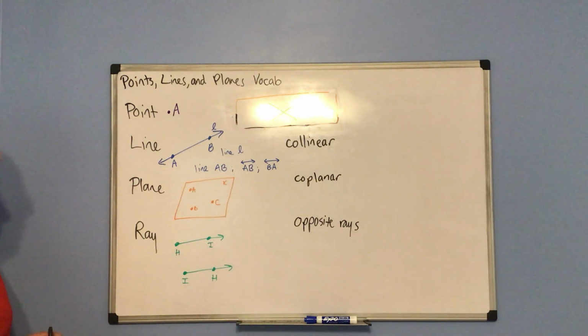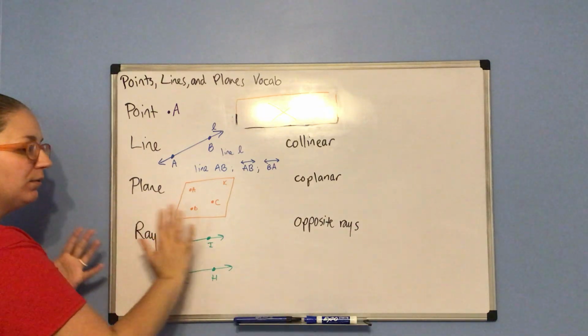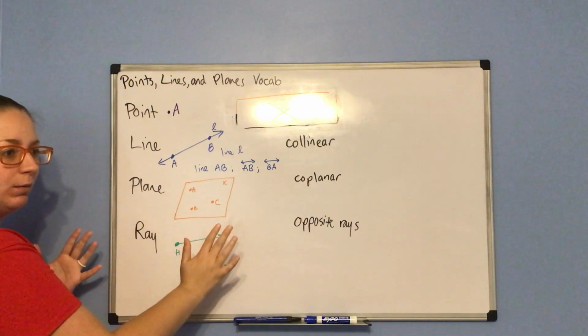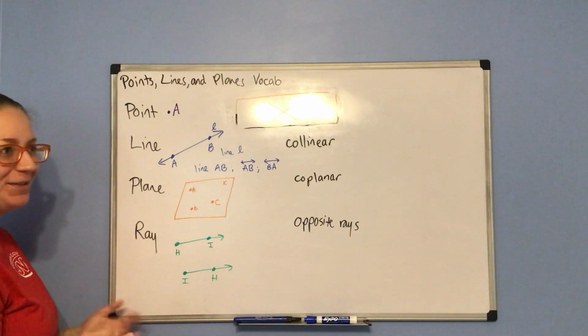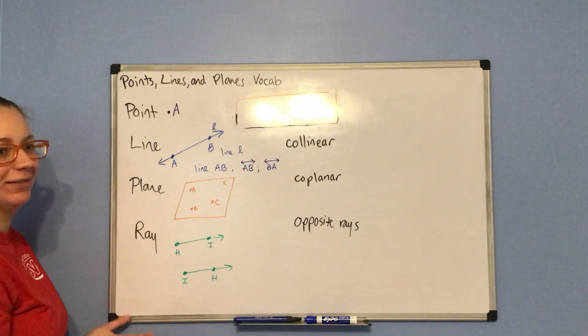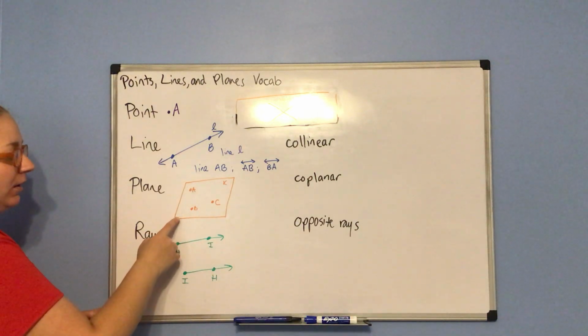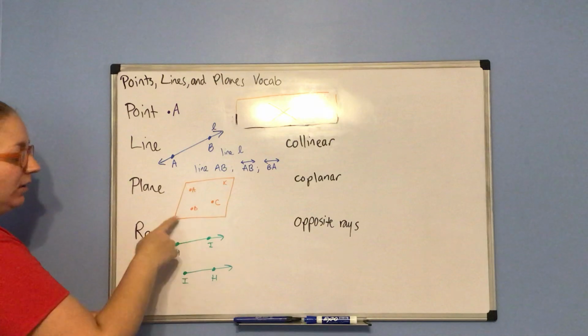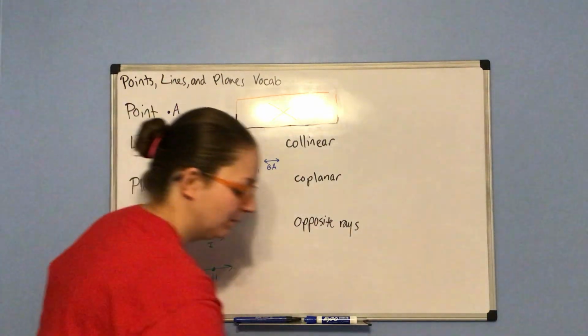If we are dealing with what's called a plane, it is a flat surface, kind of like a floor or a wall, except it goes on forever and ever and ever. That wouldn't work so well in your house. You can't have a floor that goes on forever, or your house would never end. The way we draw a plane looks kind of like a rhombus here. And then we can label this plane a couple of different ways.